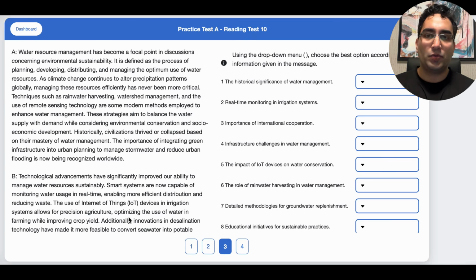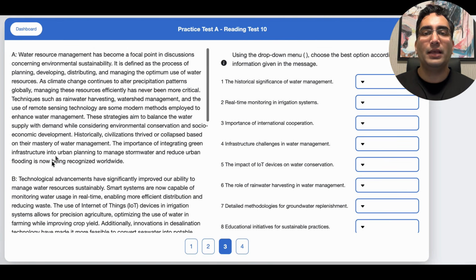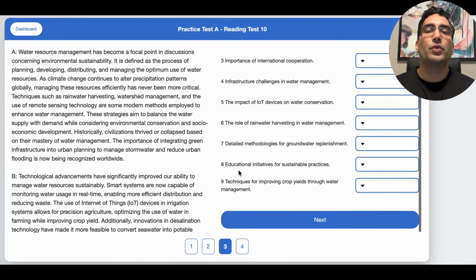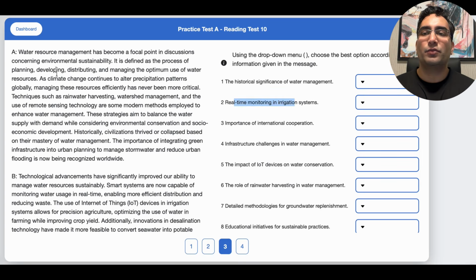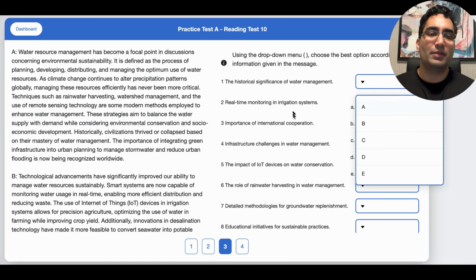This is part 3 reading, where you have paragraphs on the left. You have to match them with questions on the right. So if question 2 has the information in paragraph A, the answer is going to be A.